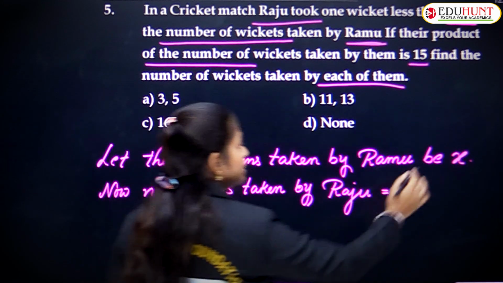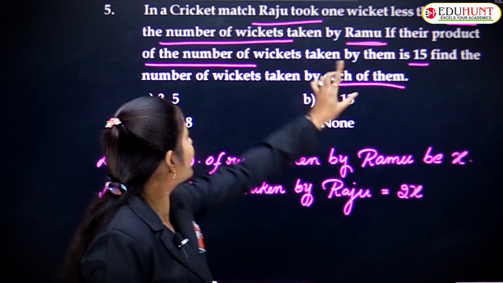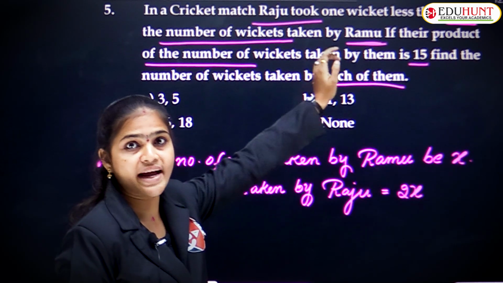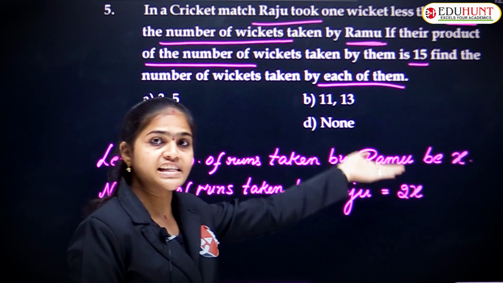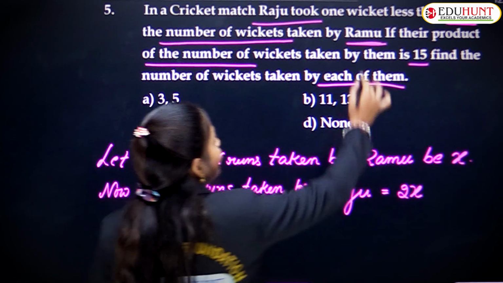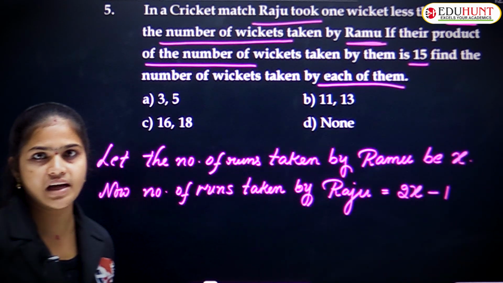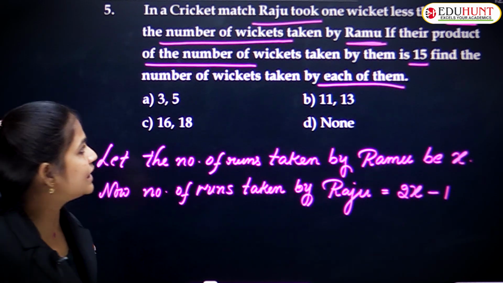So here, to this x we have to take 2 times of x. Why? Because twice the number of runs taken by Ramu. So we took Ramu as x, so twice means 2 times of x, so that is 2x. And here less than 1 means minus 1, and we know how to write this, right? So 2x minus 1 runs. Am I clear to you?